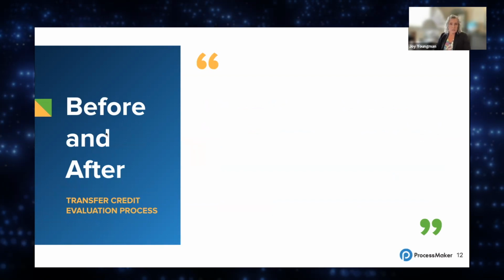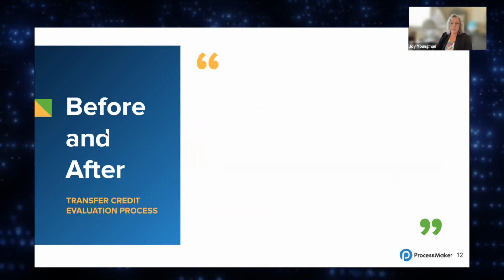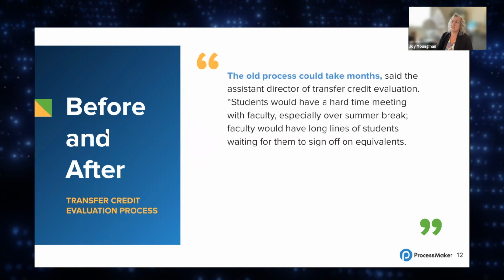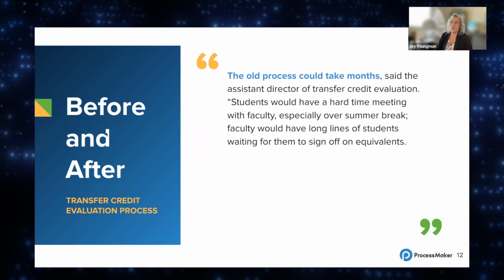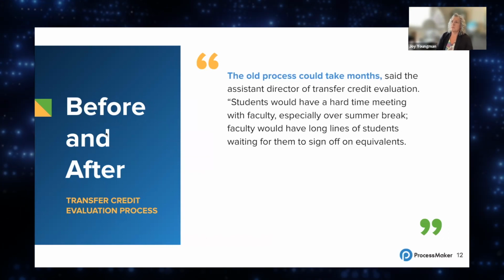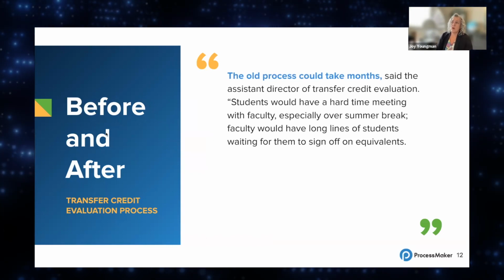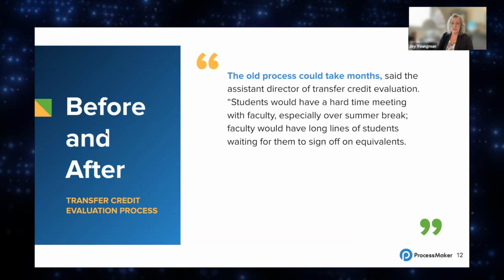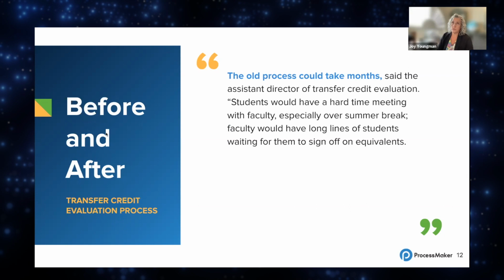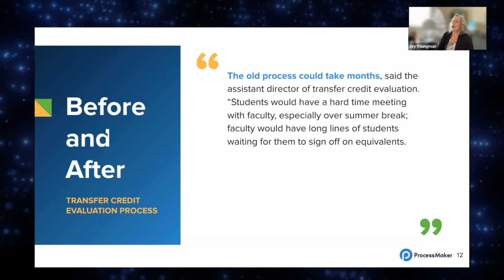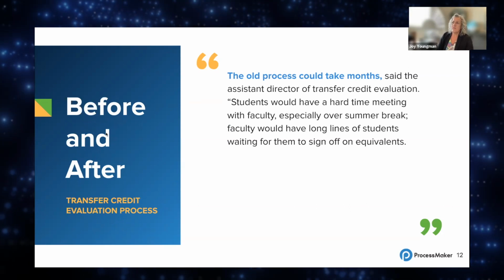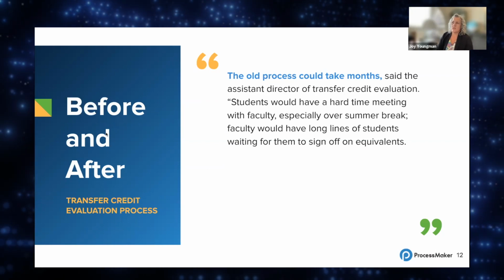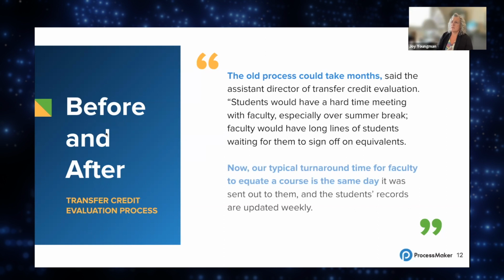So we had a customer that built a transfer credit process for themselves on our platform, and this is what they had to say about it. Their old process could take months sometimes. Students would have a hard time meeting with faculty because faculty were required to review courses and make decisions on evaluations or transfer equivalencies. So students would have a hard time meeting with faculty, especially over summer break, and faculty would have long lines of students waiting for them to sign off on equivalence.